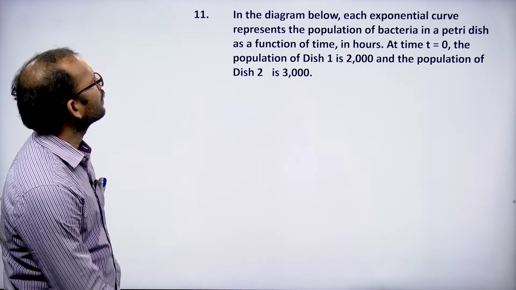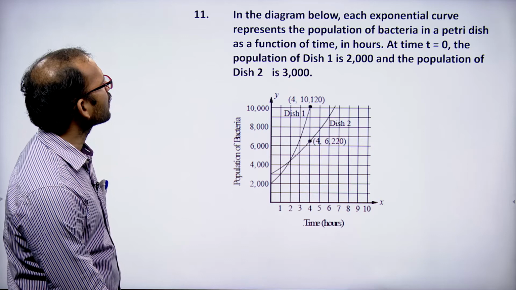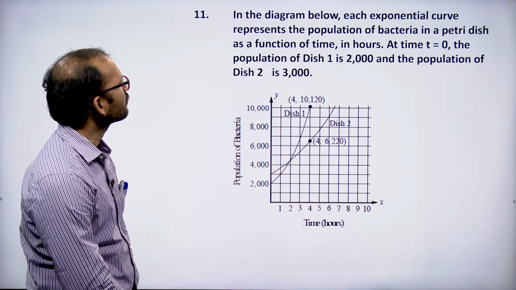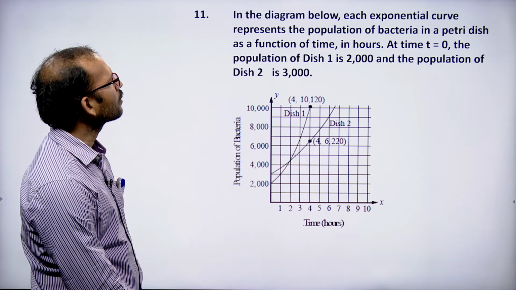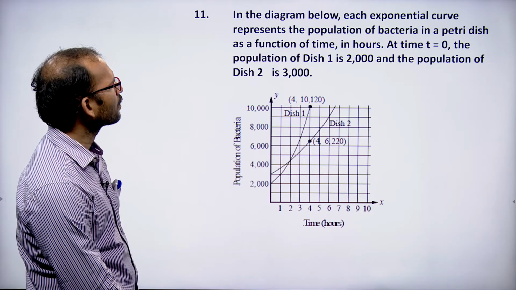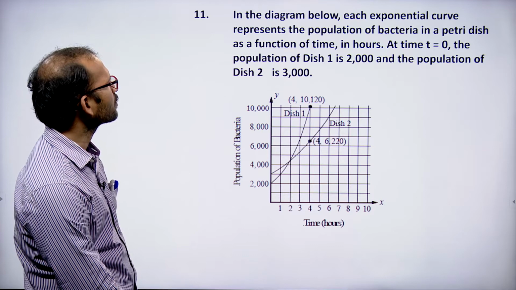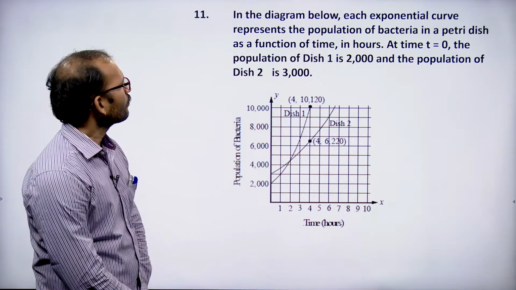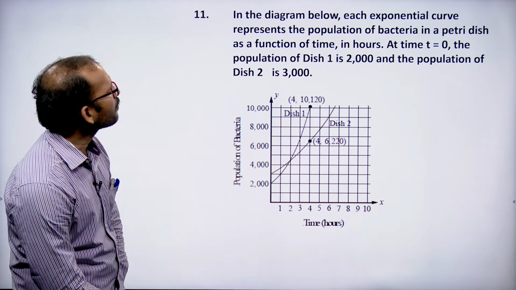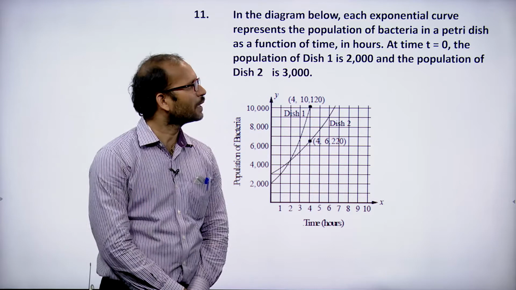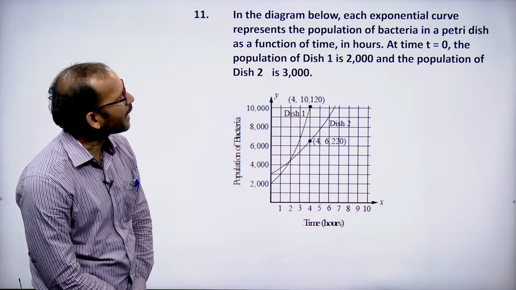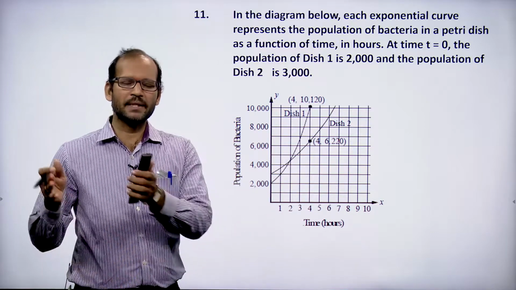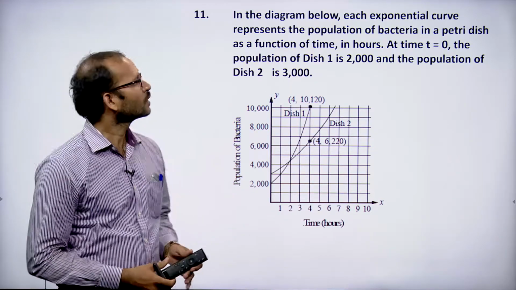Okay. In the diagram below, each exponential curve represents the population of bacteria in a petri dish as a function of time in hours. At time t equal to 0, the population of dish 1 is 2000 and the population of dish 2 is 3000. So there are two dishes, dish 1 and dish 2, with bacteria in each.